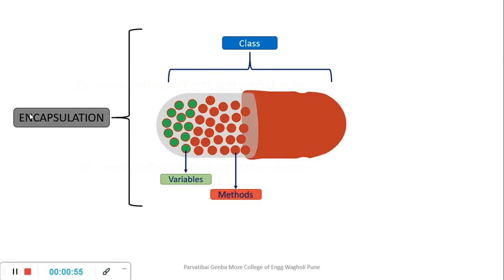This is a pictorial description of encapsulation. Here we have represented a class, and the class contains variables and methods, or data members, and they are encapsulated into a single unit as a class.